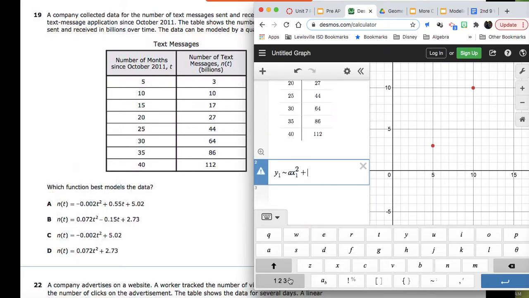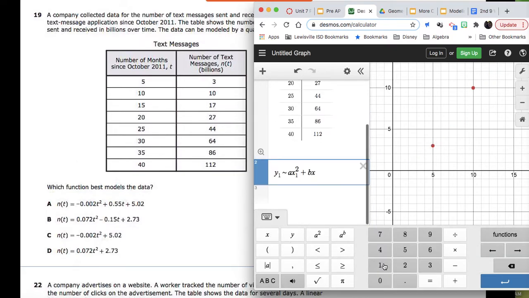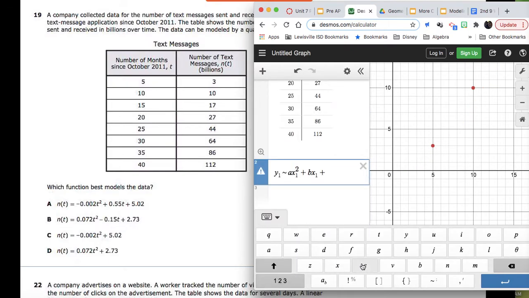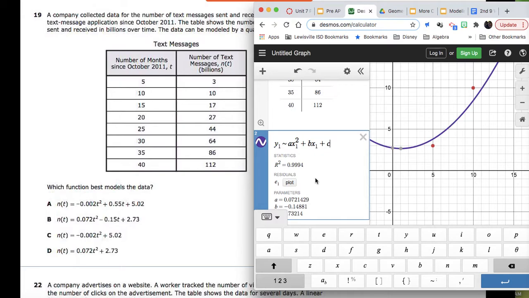Plus, then we need b, and then we need x sub 1 again, because all your x's and y's need that sub 1, and then plus c, because this is the typical format of a quadratic. And whenever you're doing regression, the only difference between the typical format and what you're typing in is to have the 1 next to your x's and y's and the squiggle instead of the equal sign. So this is going to give you the correlation coefficient, which is how strong the relationship is.